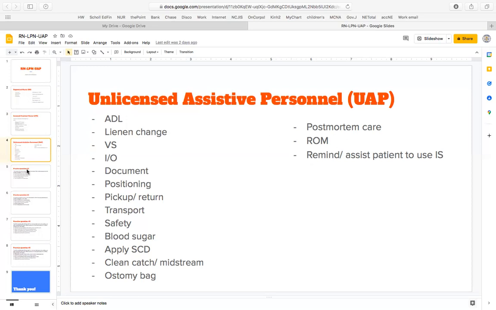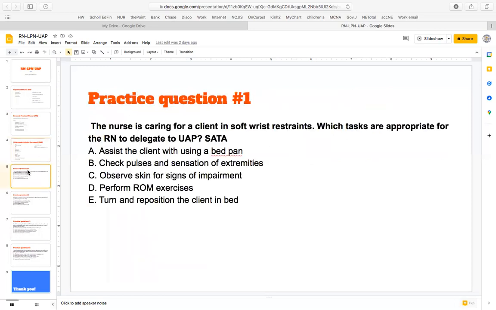Okay, let's do some examples. Practice question number 1. The nurse is caring for a client in soft wrist restraints. Which tasks are appropriate for RN to delegate to UAP? Keyword for UAP. We have RN and UAP, and we have restraints, right? So selectively apply. I'll just give you guys a second, and then please pause this video and write down your answer, and then we will check the correct answer together. Okay, so pause your video.